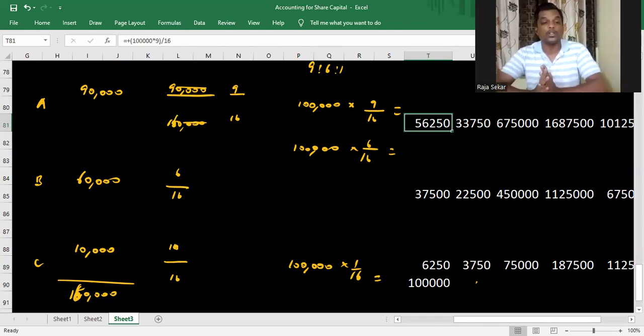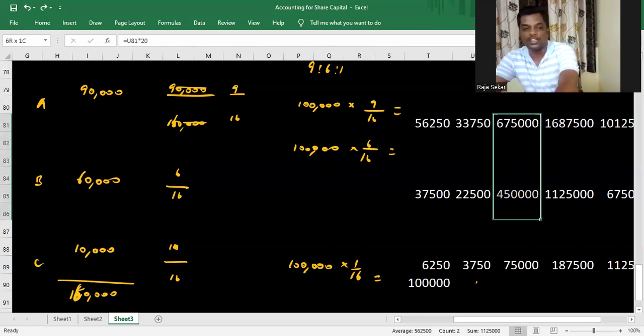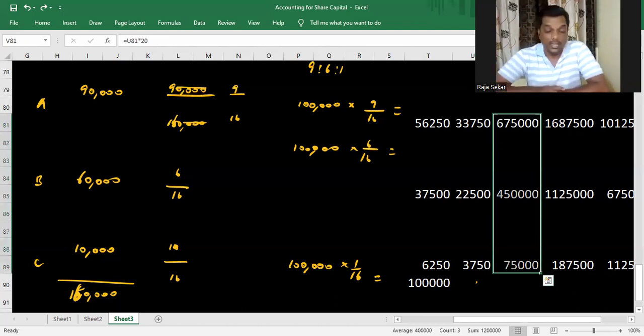And this situation is possible only in a case of pro rata allotment. The 6,75,000, 4,50,000, and 75,000 here are the excess application money that is available because of pro rata allotment, and that is what is set off against the allotment money due from all of these shareholders. Understood or not, my dear children?